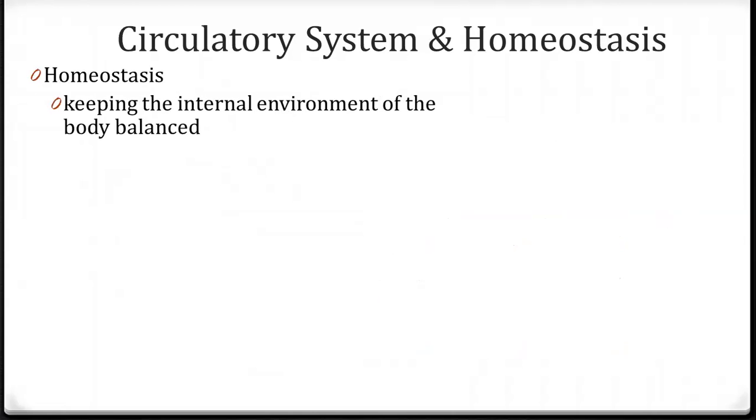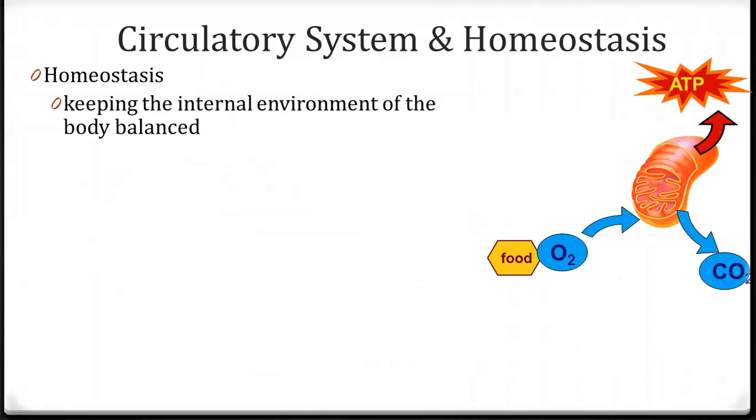Okay, so circulatory system and homeostasis. Homeostasis, remember, is keeping the internal environment of your body balanced. This is showing you cellular respiration: food, glucose, and oxygen into the mitochondria. You get ATP, water, and carbon dioxide out as waste.